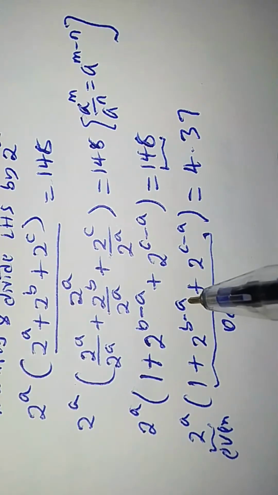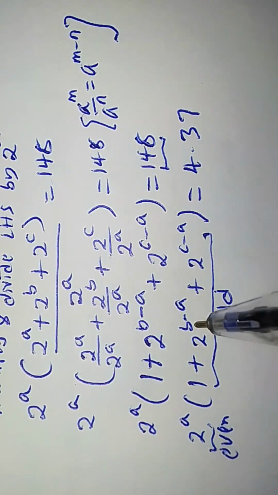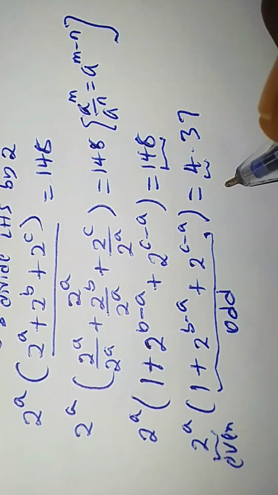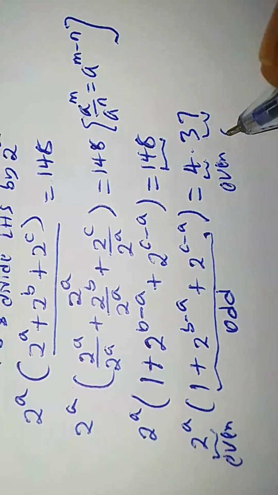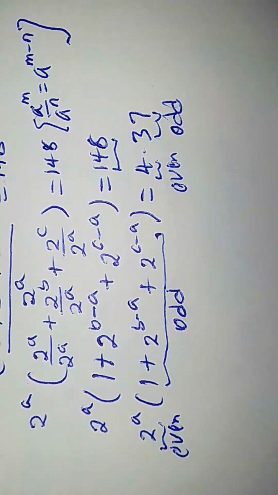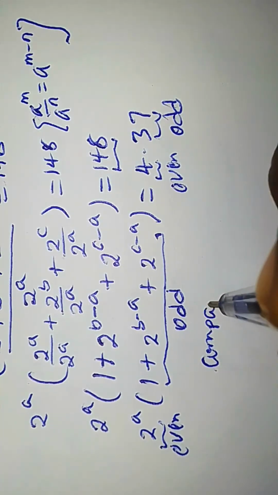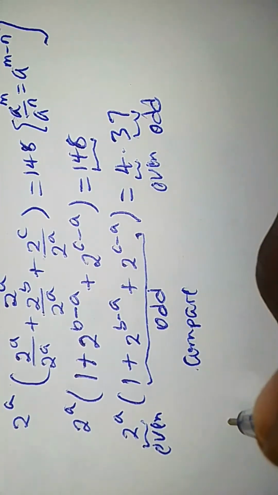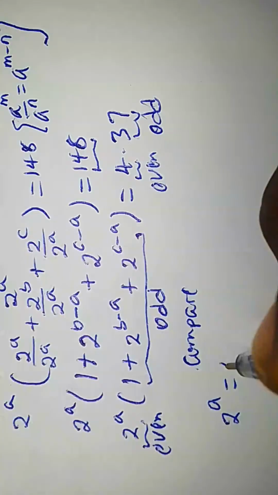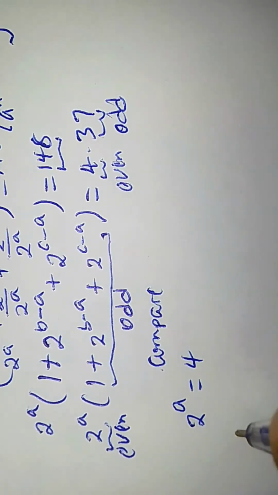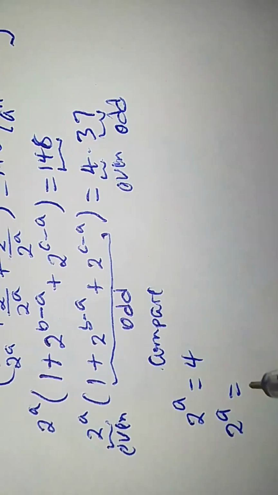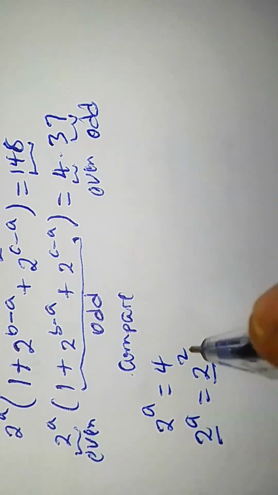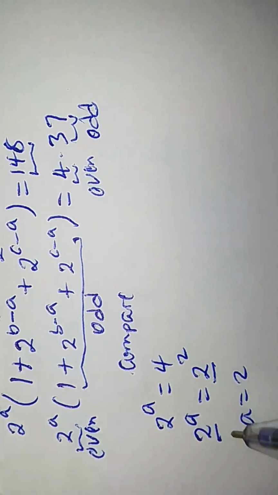In as much as a is greater than 0 and b is greater than 0, we always have an odd number. 4 is obviously an even number. 37 is an odd number. So we have to compare the even and the odd number. Comparing the even number first, that will be 2 raised to a equal to 4. So 2 raised to a is equal to 4 could be written as 2 square. Since we have the same base, a is equal to 2. This is the value of a.